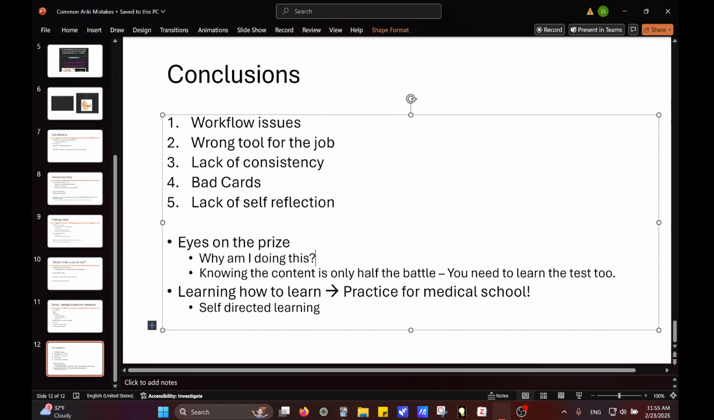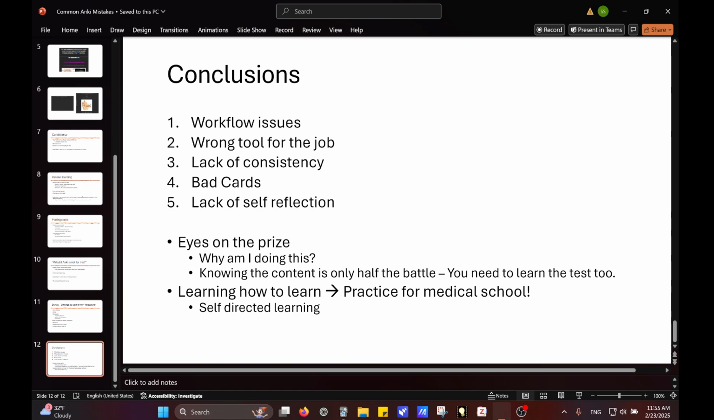The other prize is MCAT score. Knowing the content is only half the battle. You need to learn the test as well. You don't just need to know the information. You need to know how the information is going to be tested. You need to be able to take such a long exam, right? It's an 8-hour exam. You're going to need to build up stamina for test taking. You don't build stamina for a marathon by reading about marathons. You build stamina by running.